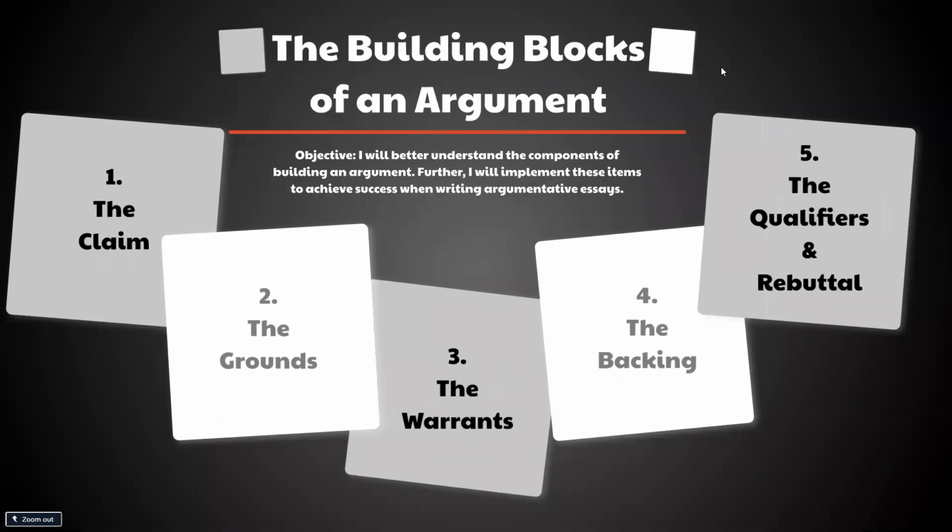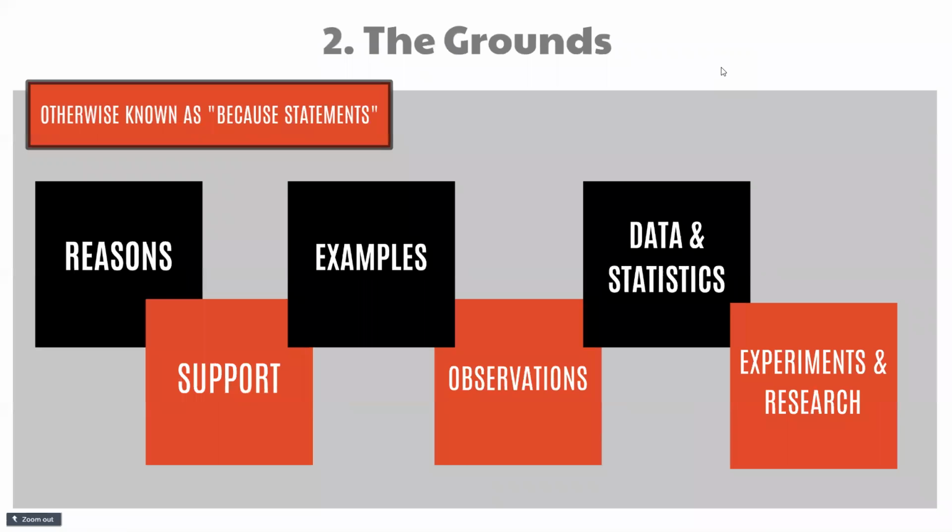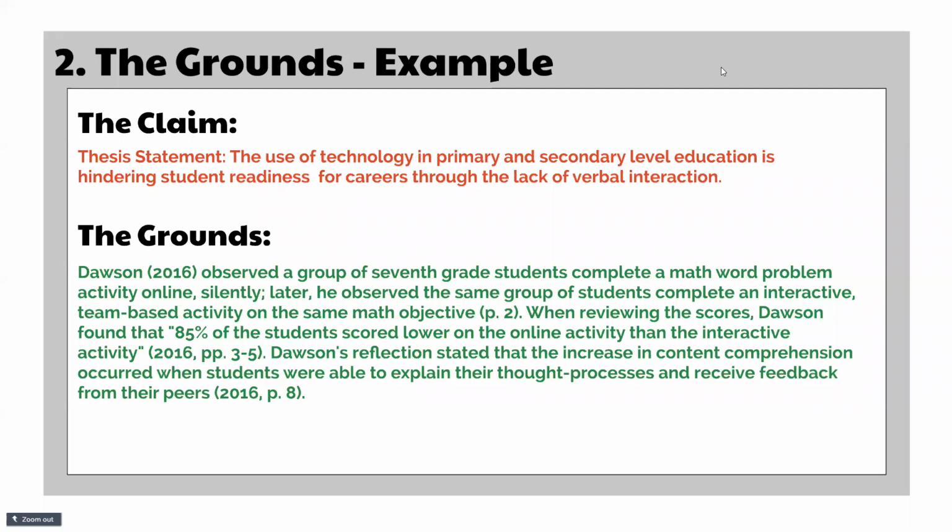And so our second building block is the grounds. The grounds directly relate to our claim, as they back up the claim with reasons, support, examples, observations, data and statistics, experiments, and research. Let's see these together for a moment. So the claim again reads, the use of technology in primary and secondary level education is hindering students' readiness for careers through the lack of verbal interaction.